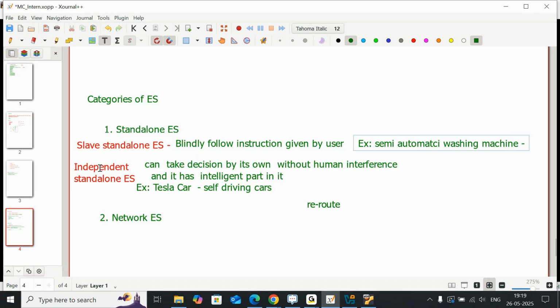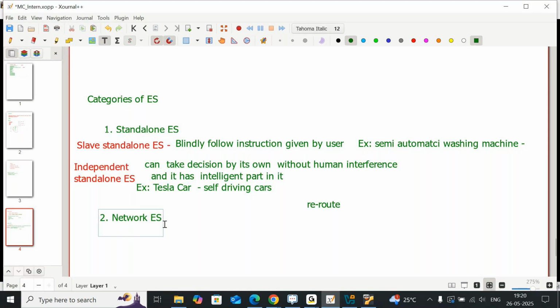Whereas an independent standalone embedded system can take decisions on its own without human interference. It has an intelligent part, like the Tesla car, a self-driving car. If there is construction work going on the path, it will reroute automatically. If there is a red signal, it will stop and wait for the green signal. It takes decisions on its own without human interference. That's why it's called an independent standalone embedded system. So this is one category of embedded system.